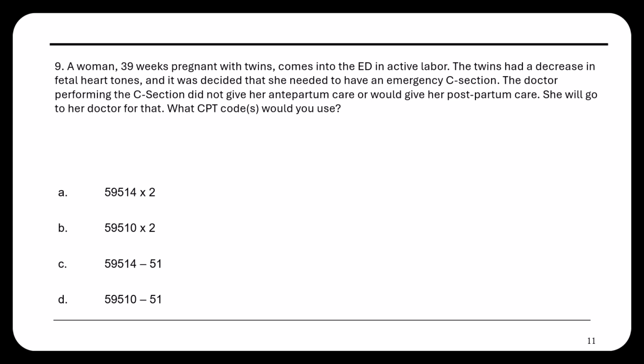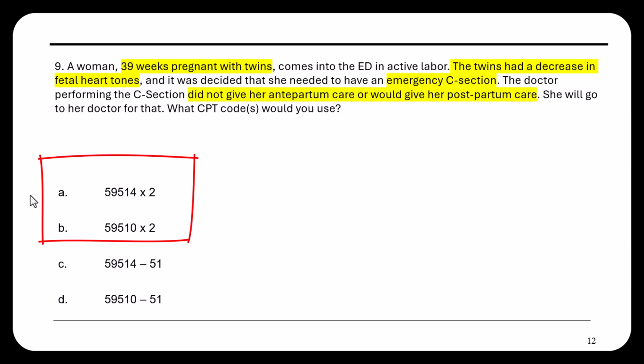Well, let's take a look to see what kind of keywords we're looking for. 39 weeks pregnant with twins. I should have added woman, but I think you understand that part. And they're twins with decrease in fetal heart tones. This was an emergency C-section, and the person is not doing antepartum care or postpartum care. He is just there to do the C-section. Well, as I look at these without even looking up any of the codes, I can tell you right off the bat it's not A or B.